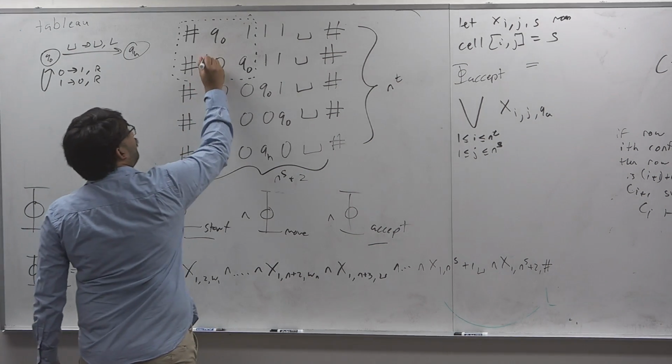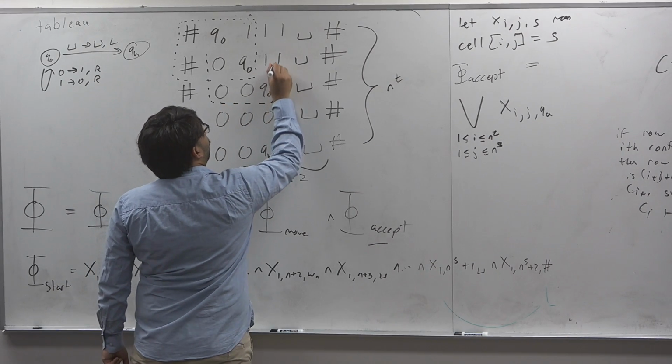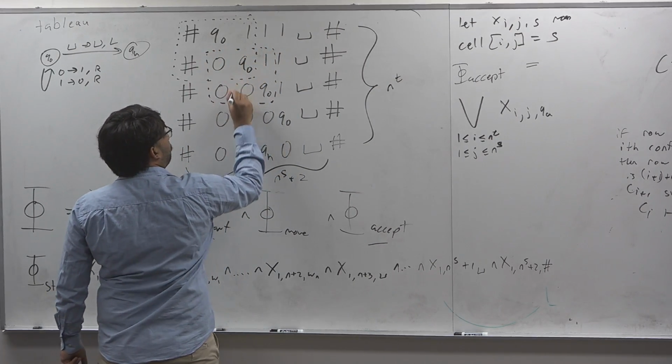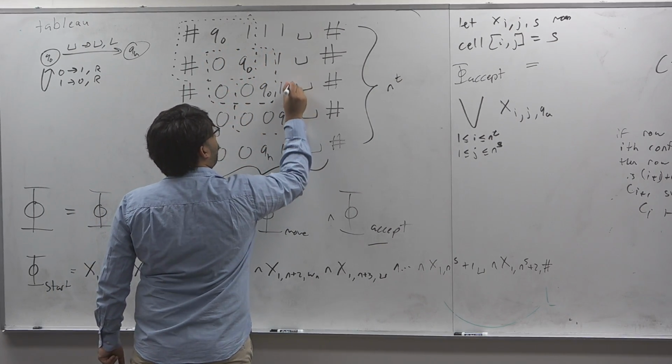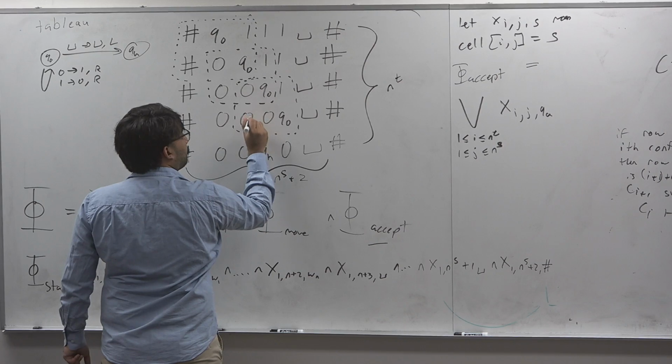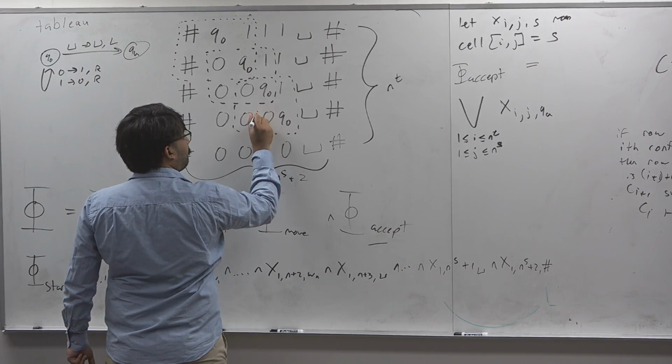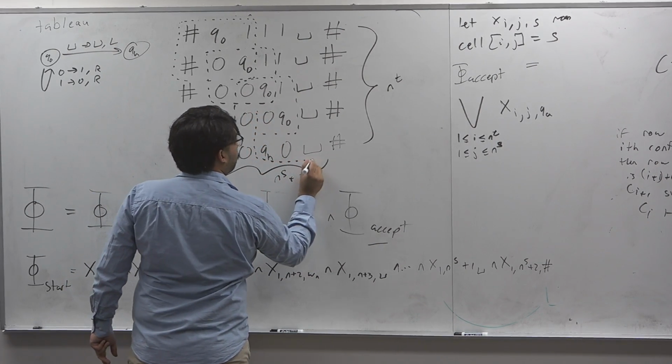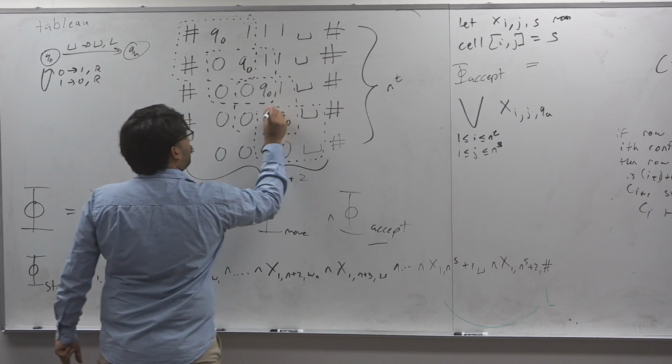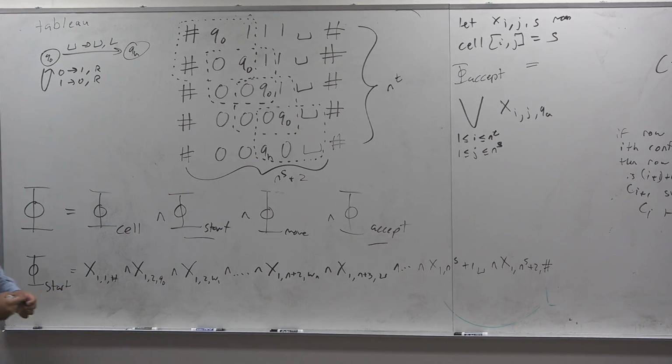So if you notice the tape head, the tape head only gets changed at a very small portion of it, right? So what we're going to do for phi cell is ensure that every 2x3 window is legal, right? And then what a legal window is can be enumerated.